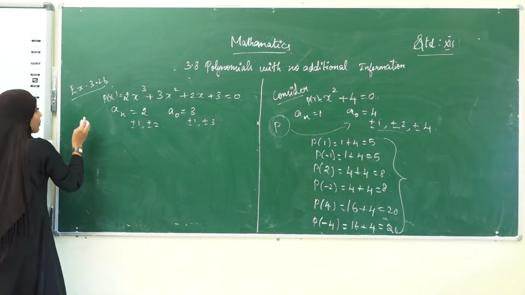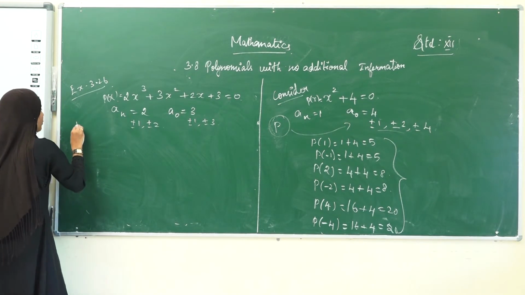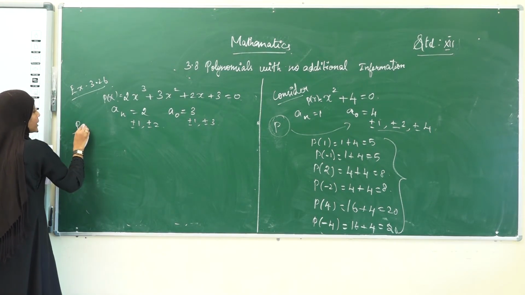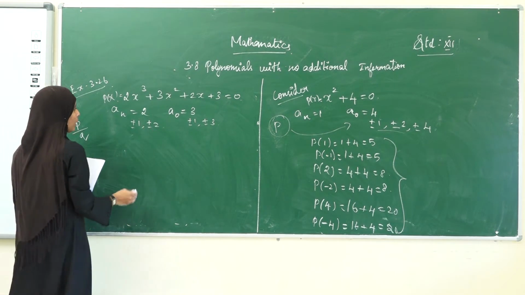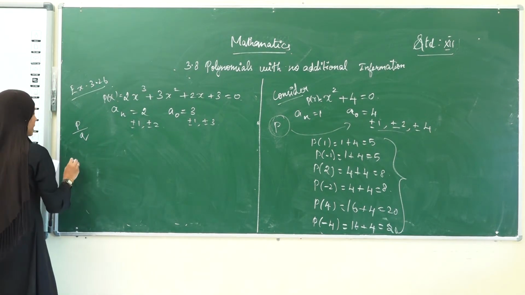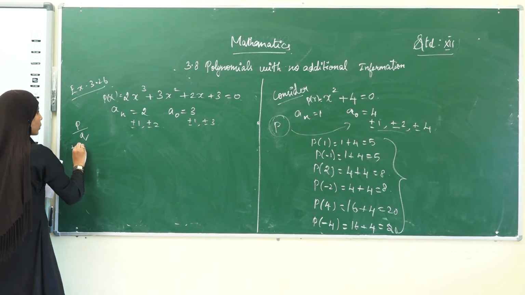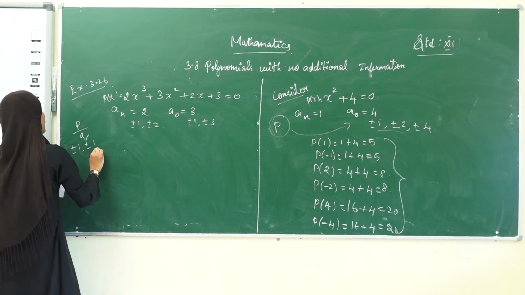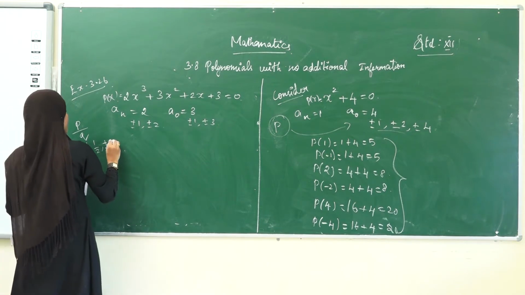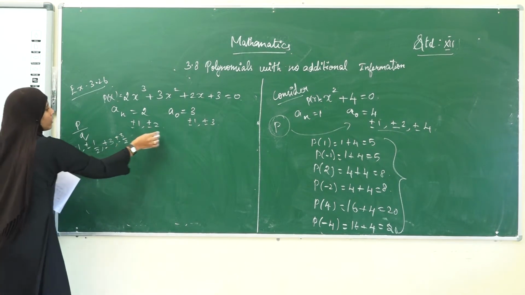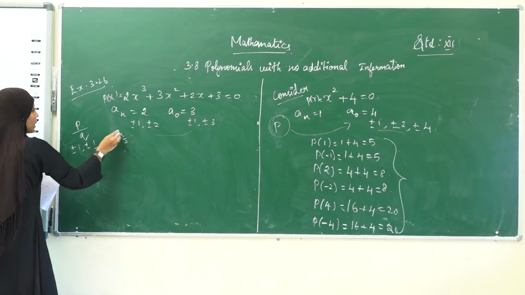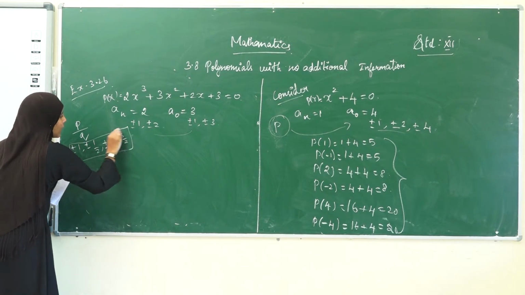From the rational root theorem, the root will be of the form p divided by q. P is a factor of 3 and q would be a factor of 2. From this, we can write plus or minus 1, plus or minus 1 divided by 2, plus or minus 3, plus or minus 3 divided by 2. By substituting the factors, we got these 8 numbers.